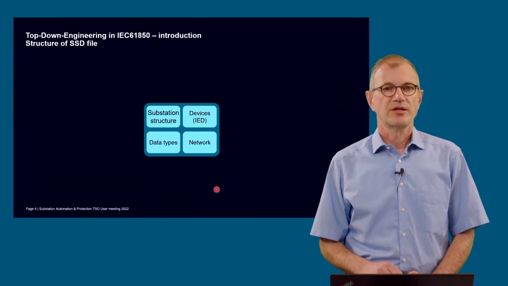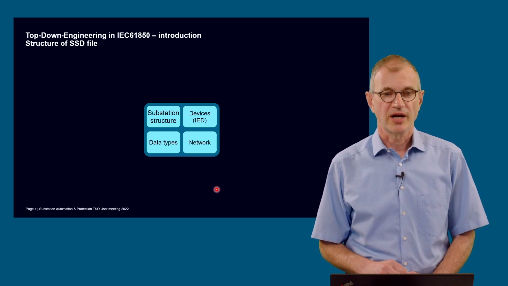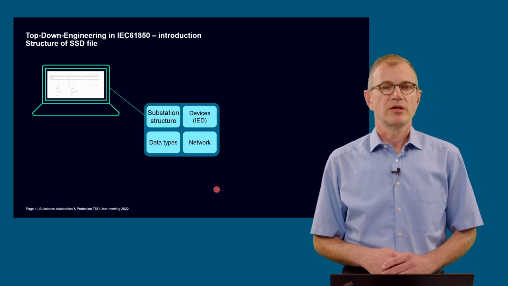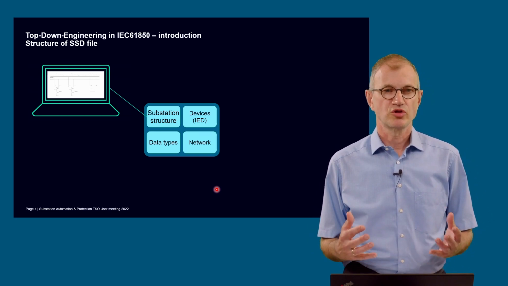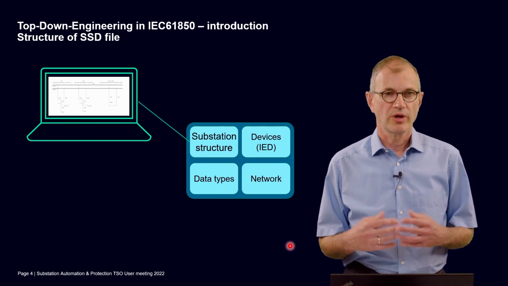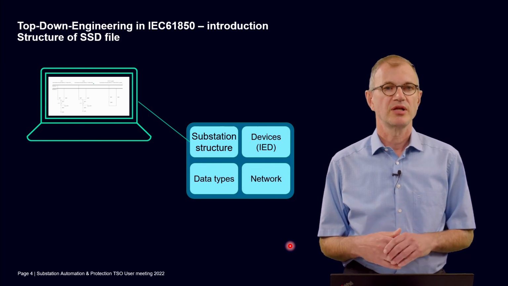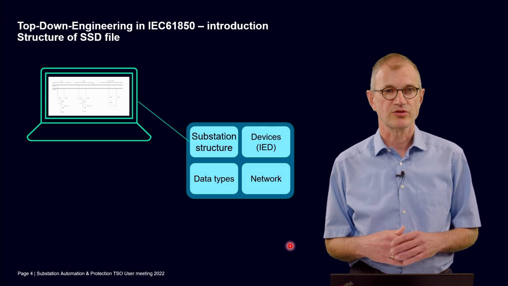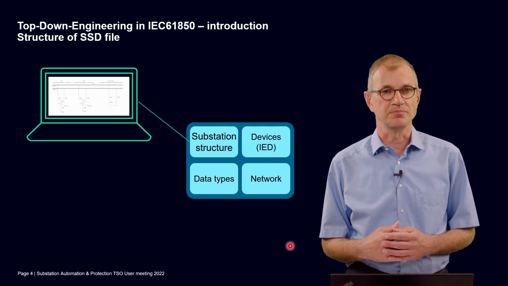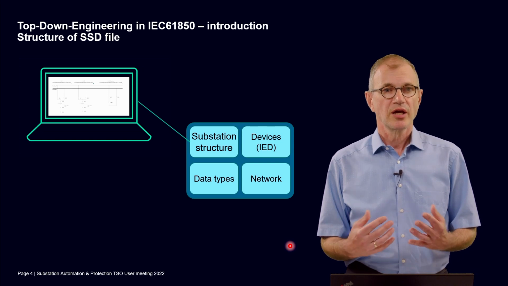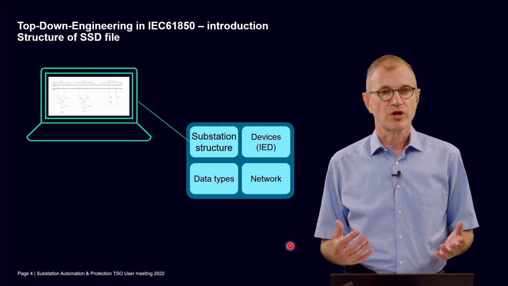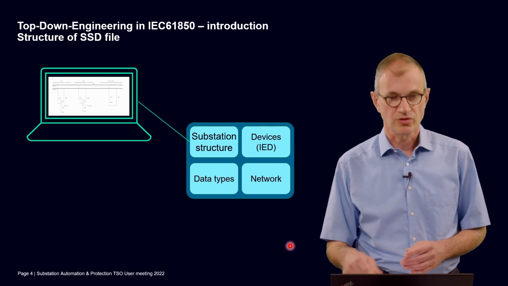Let's look a little deeper at these 4 parts of such an SSD file. The substation structure contains the topology. You can visualize this. This is a small screenshot from a tool where I created a simple example with 3 bays. So you see here a double bus bar system, 2 feeders, a coupler, some protection functionality. This is the basis where you start to define your substation, including protection functions already.